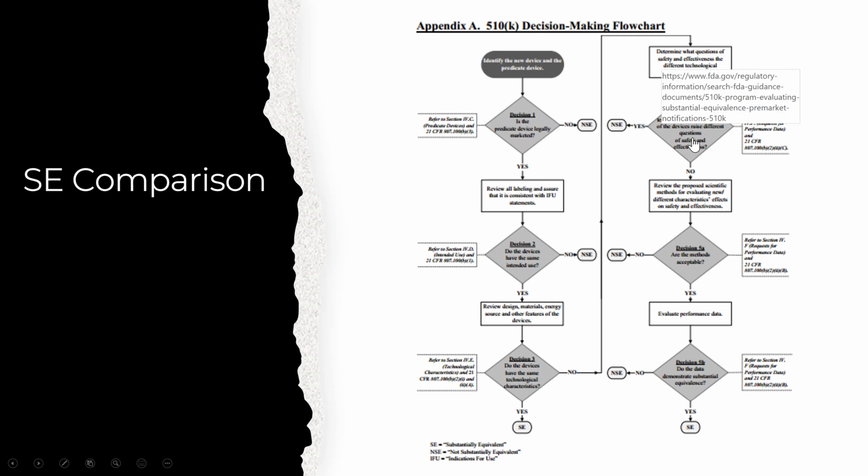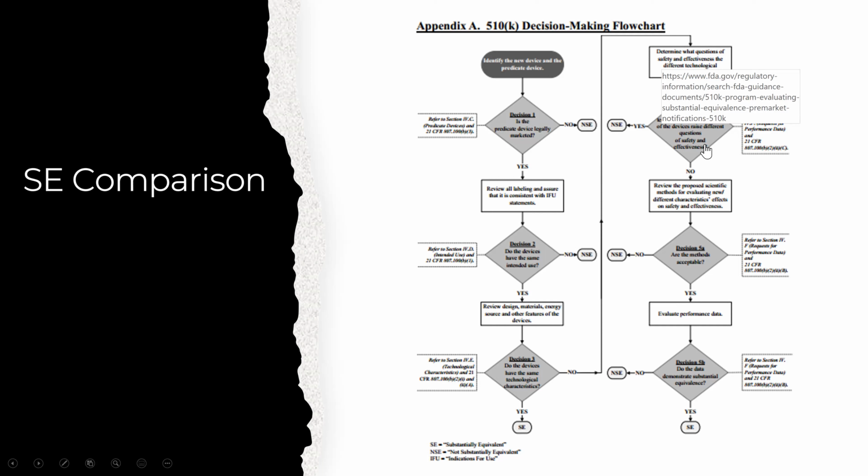They say, in this item, do the differences introduce new issues of risk? If your device is electrical and the other device that's the predicate is mechanical and not electrical, those are different. So it's not substantially equivalent.